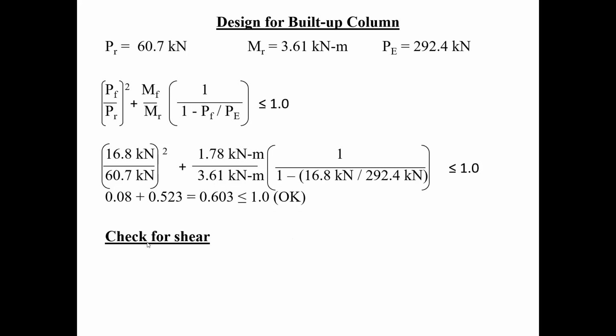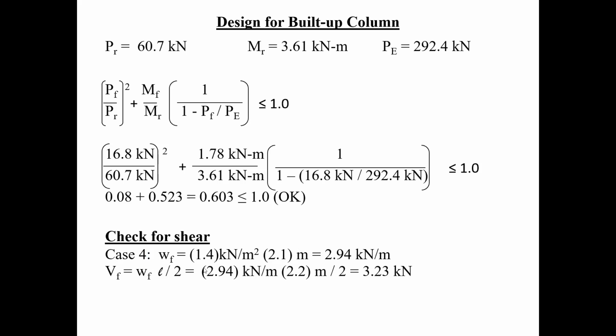Now I check for shear. The same thing like we did for a single stud, we'll do it for a built-up column. So how do you check for shear? You take the wind load like we did for the stud. We always took the wind load from case number 4 to calculate shear. So 1.4. This was the WF that we had, right? Now, I don't know why I took 1.2 meters here. I should have taken 2.2, guys, not 2.1. I apologize for that. Anyways, and therefore I get a VF of 3.24.